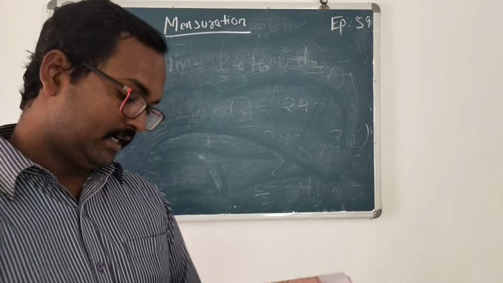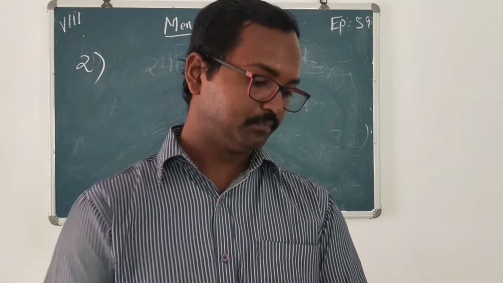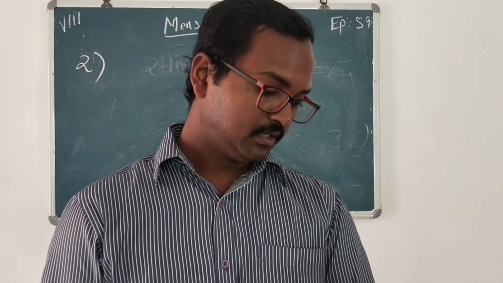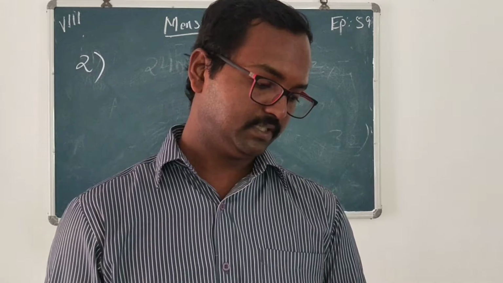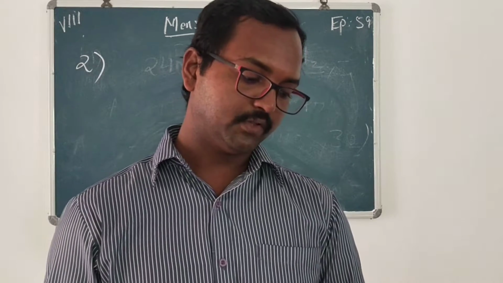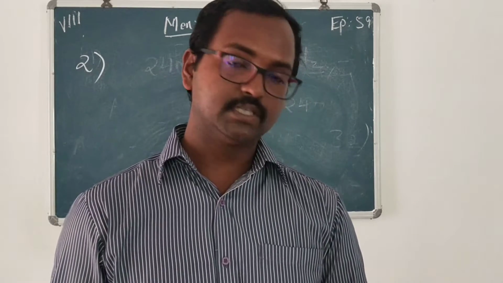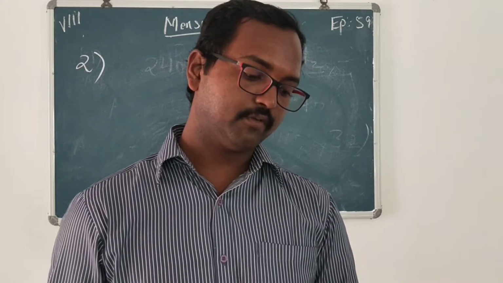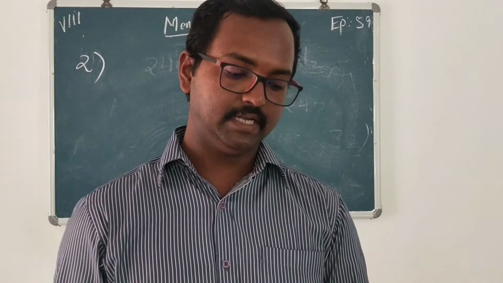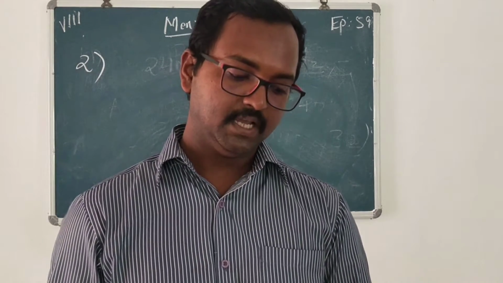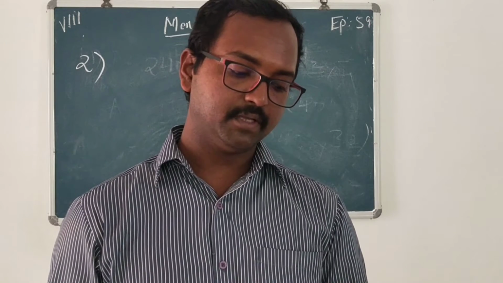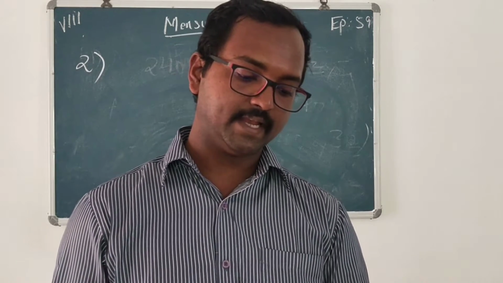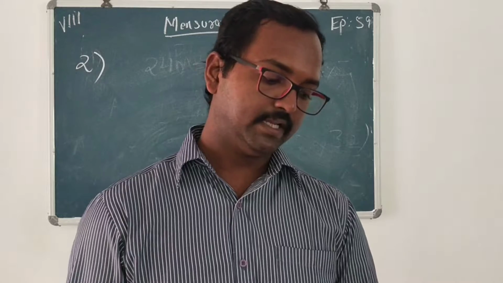Now students, take exercise 11.2. Question number 4 is important. Let me read out the question. Question number 4. The diagonal of a quadrilateral shaped field is 24 meter and the perpendiculars dropped on it from the remaining opposite vertices are 8 and 13 meter. Find the area of the field.